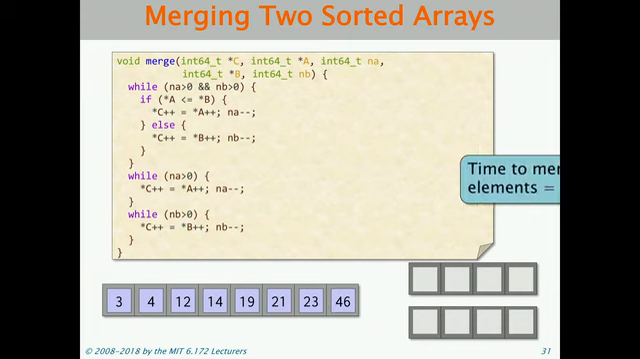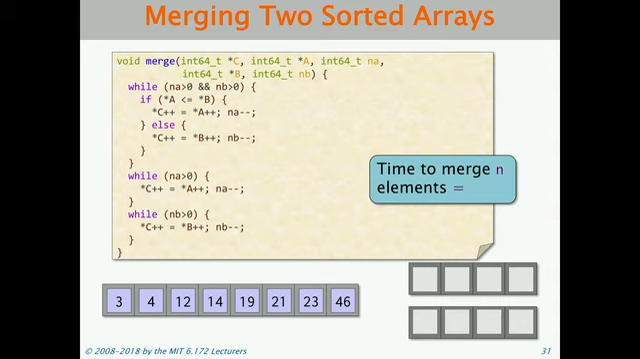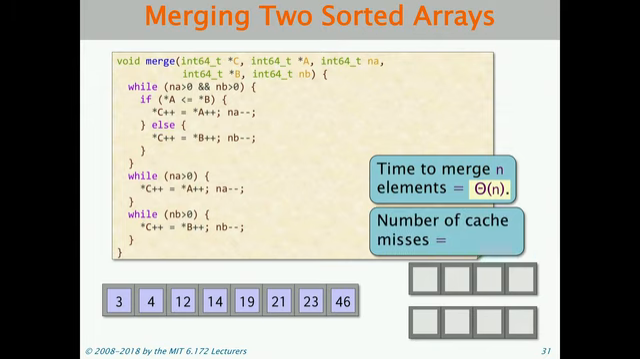Okay, so to merge n elements, the time to do this is just theta of n. Here n is the sum of the sizes of my two input arrays. And this is because I'm only doing a constant amount of work for each of my input elements. What about the number of cache misses? How many cache misses will I incur when I'm merging n elements?